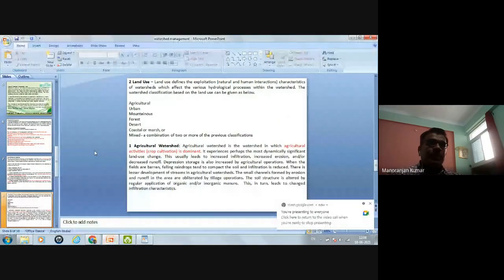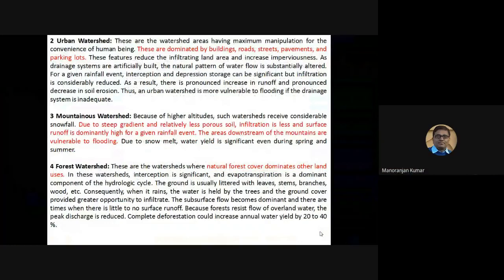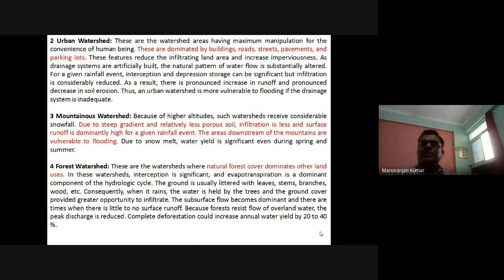Now, second is the urban watershed. Urban watershed means one in which buildings, roads, streets, pavements, and parking lots, this type of construction, will be more dominant. Agricultural land will be less. So these are watershed areas having maximum manipulation for the convenience of human beings. For the convenience of human beings, buildings will be made, roads will be made, streets will be developed, pavements will be made, parking will be made.